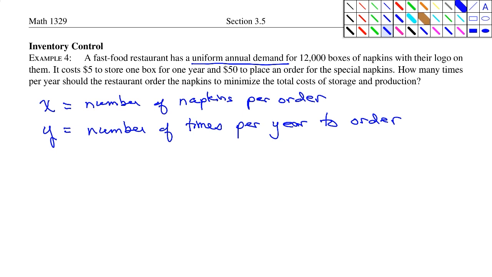Now, let's interpret some of the numbers here. The first one is 12,000 boxes of napkins. So if I order X napkins Y times per year, that should be the total 12,000. So X times Y is equal to 12,000 boxes of napkins. I'm just going to call them napkins. So this is my constraint.